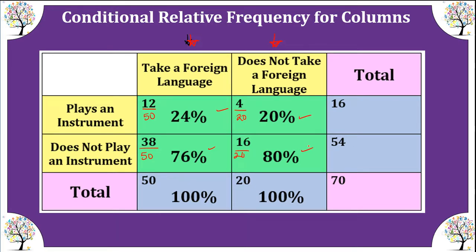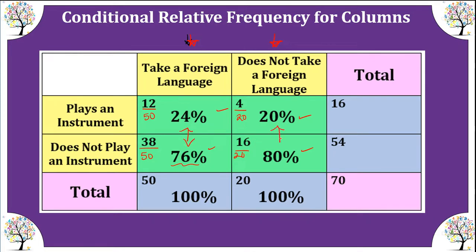So this table would be used if a question were asked such as, of those surveyed that do not take a foreign language, what percent play an instrument? And that would be 20%. Or you could be asked, of those that take a foreign language, what percent do not play an instrument? And that would be 76%. So according to that question, if you take a foreign language, I can predict that you probably will not play an instrument because there's a big gap between 24% and 76%.